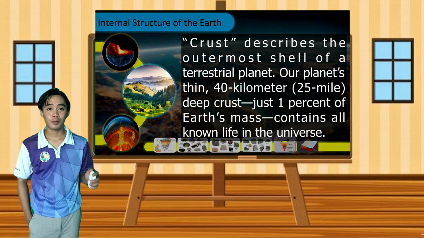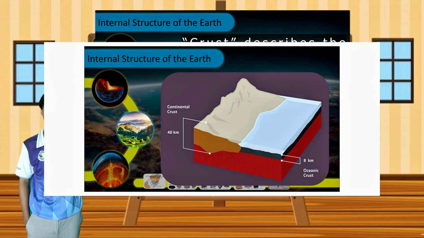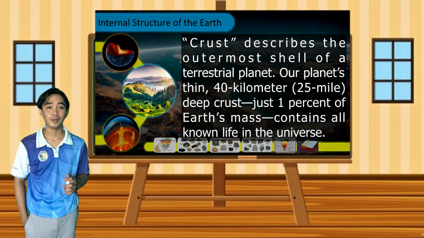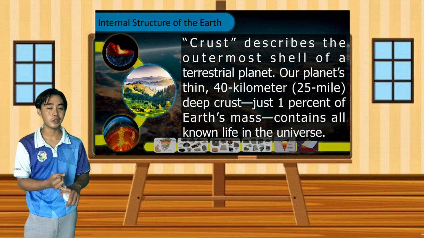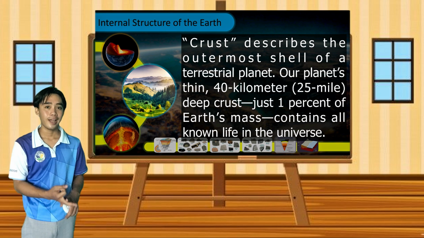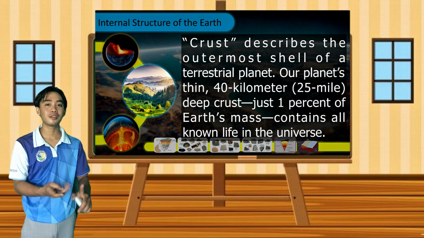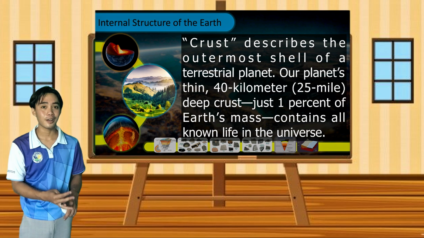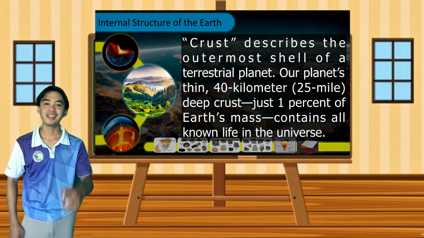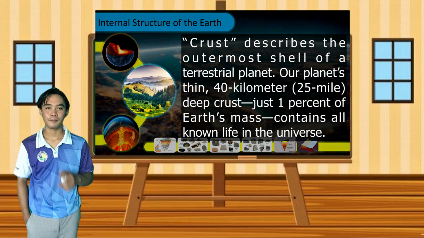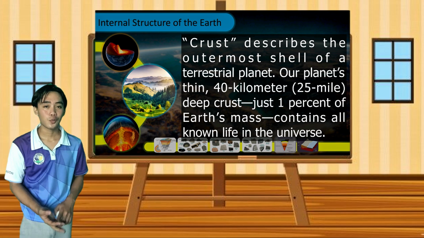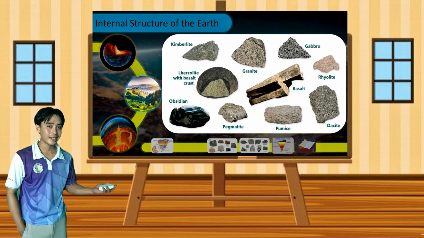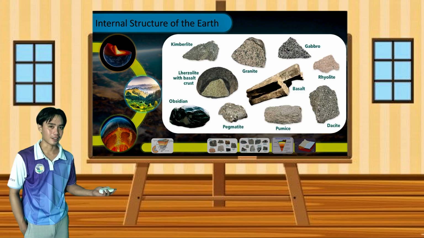The crust and the upper portion of the mantle are part of a single geological unit called the lithosphere. The crust is composed of sedimentary rocks, igneous rocks, and metamorphic rocks. Try to guess which of the three is the most abundant rock found in the crust. If you guessed igneous rocks, then you're correct. Igneous rocks are formed when magma cools down. So here are examples of igneous rocks.